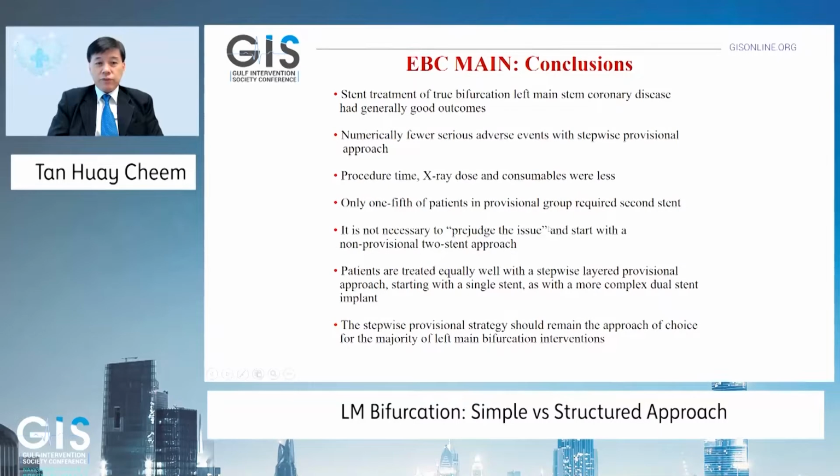And only 1/5 of the patients in the provisional group required a second stent, a crossover. So the investigators' conclusion is that it's not necessary to prejudge the issue and just start with a non-provisional two-stent approach. Patients generally are treated quite well with a stepwise layered provisional approach without any price to pay. And it should remain the approach of choice for treating patients with left main bifurcation stenosis.